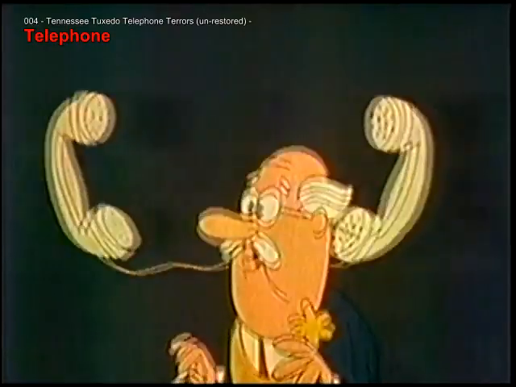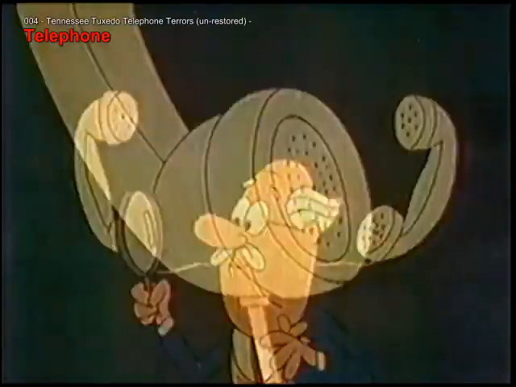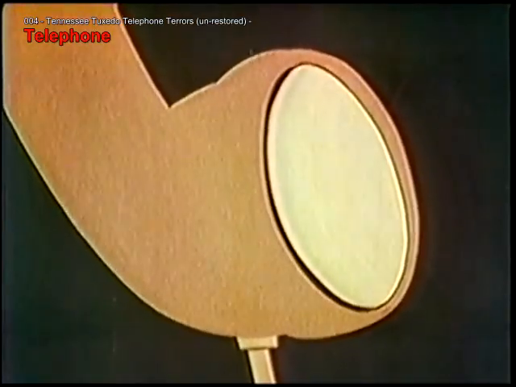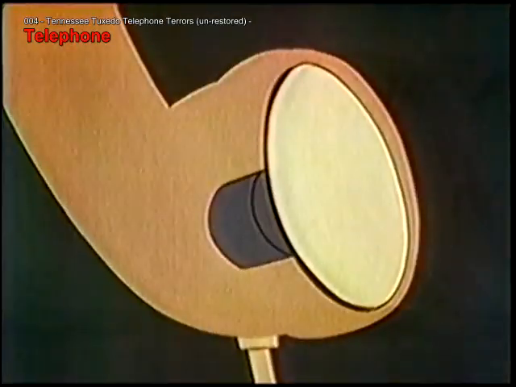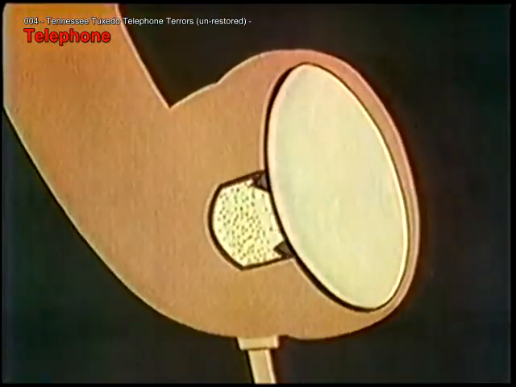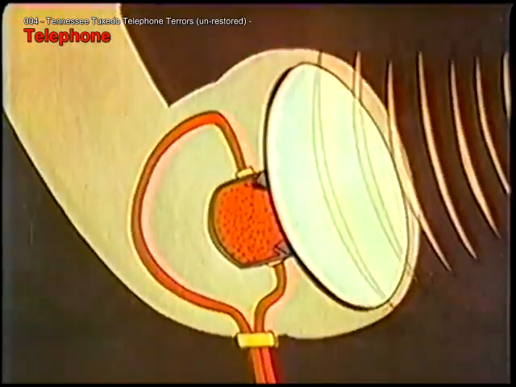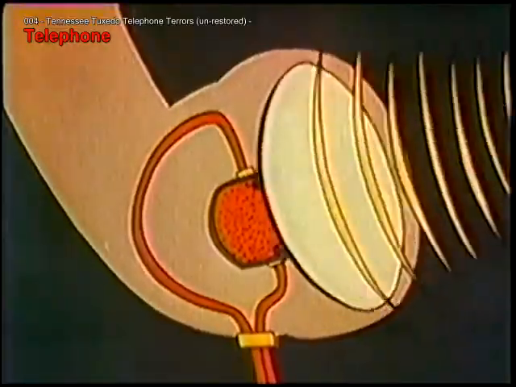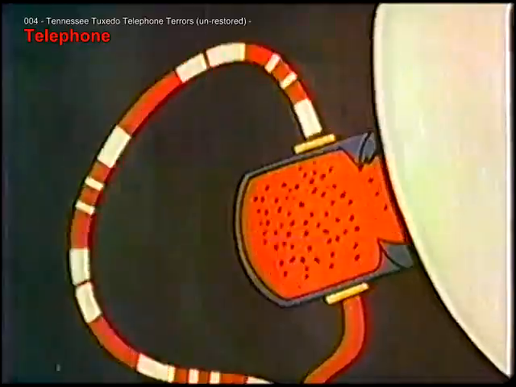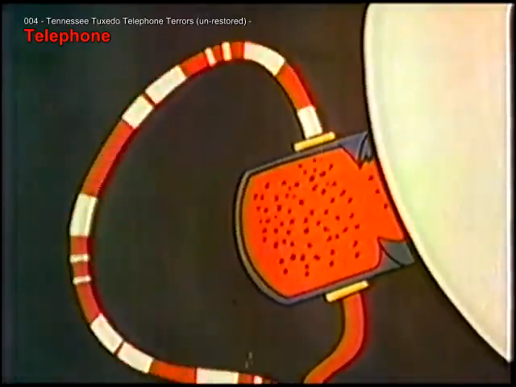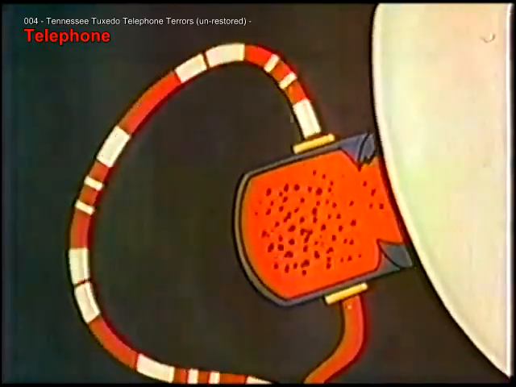Now, let's take a closer look at the speaking part. Right here is a thin piece of metal called a diaphragm, and behind this diaphragm is a little box containing tiny grains of carbon. The electricity goes through the carbon. Now, when you speak, your voice makes the diaphragm vibrate. When that happens, it presses the carbon particles closer together and regulates the flow of electricity.